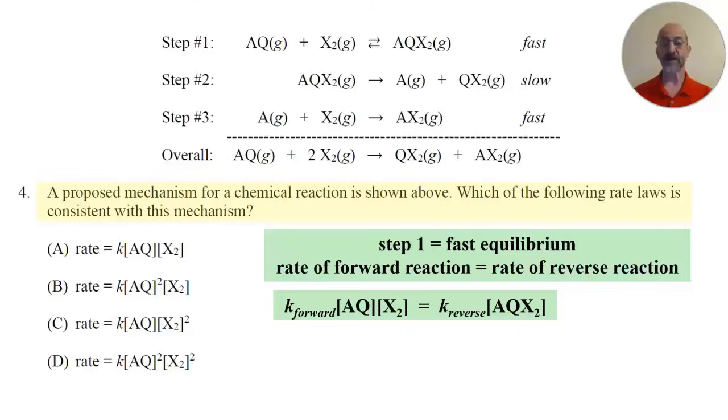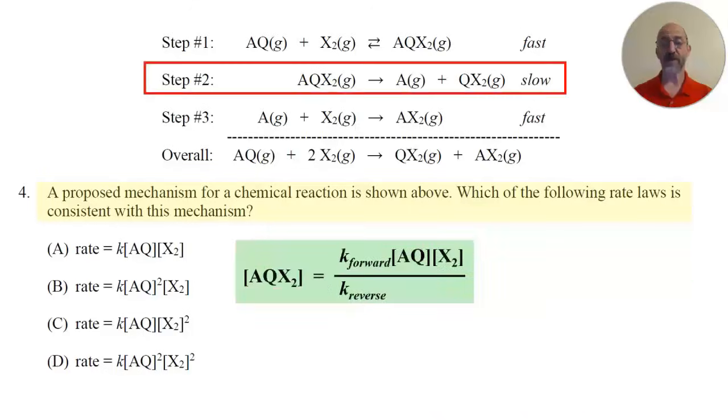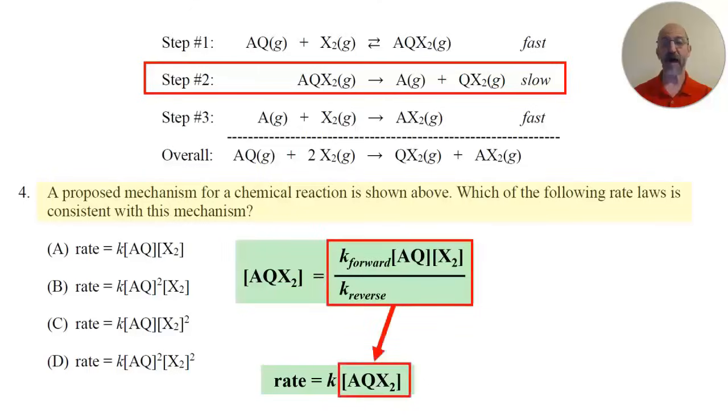Now here comes the algebra, here comes the substitution procedure. I'm going to solve for the concentration of AQX2 like this. All I did was divide both sides of the equation by that K reverse rate constant, and now here comes the substitution procedure. So there is my rate law. Rate equals K times the concentration of AQX2. That is the intermediate that I'm trying to get rid of. And now, as you can see on this slide, I'm going to take all of that information in that large red rectangle and plug it in for the concentration of AQX2.